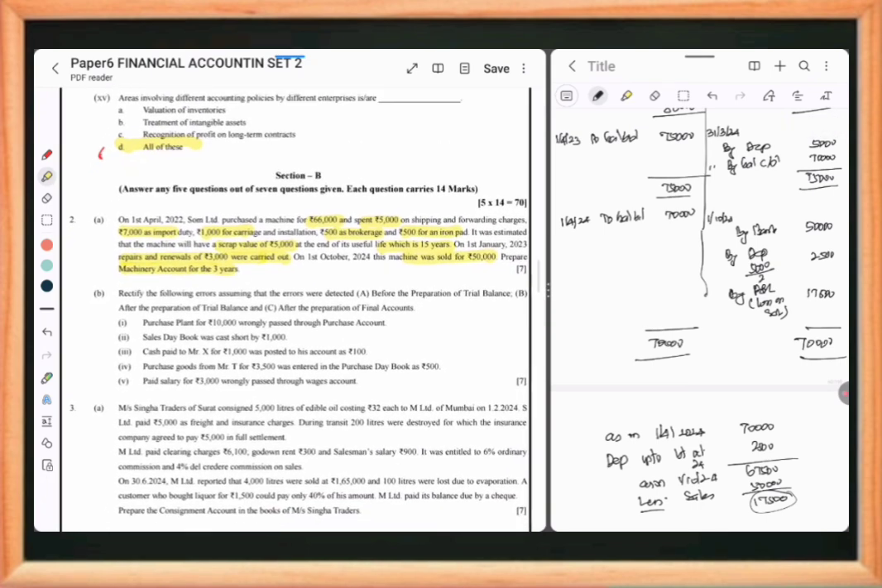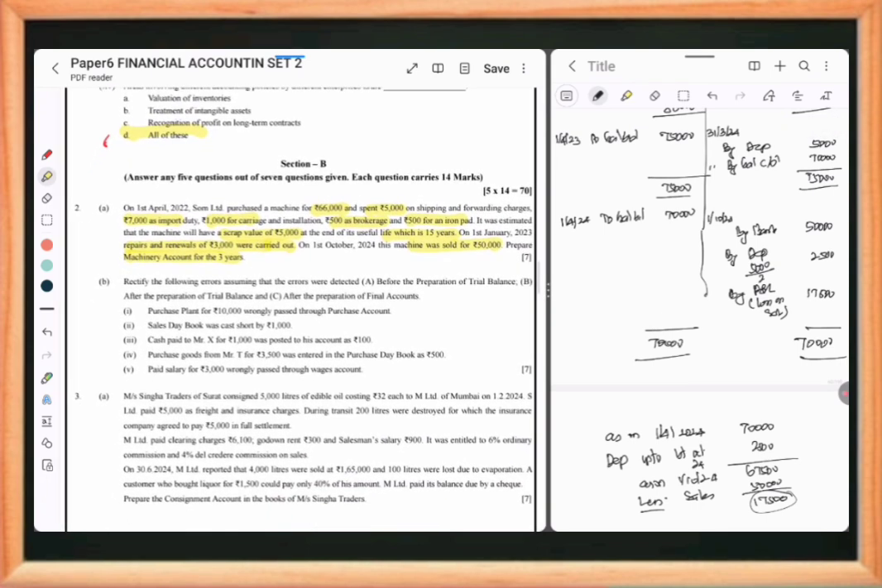So the rectification, it is very, very important. Rectify the following errors, assuming that the errors were detected before trial balance. Rectification, there are three types of rectification. The first stage is before trial balance. It may be in the subsidiary book or journal book. And then after trial balance, for which we have to prepare one suspense account. So all the mistakes will be in the suspense account. So it should be rectified by adjusting the suspense account.